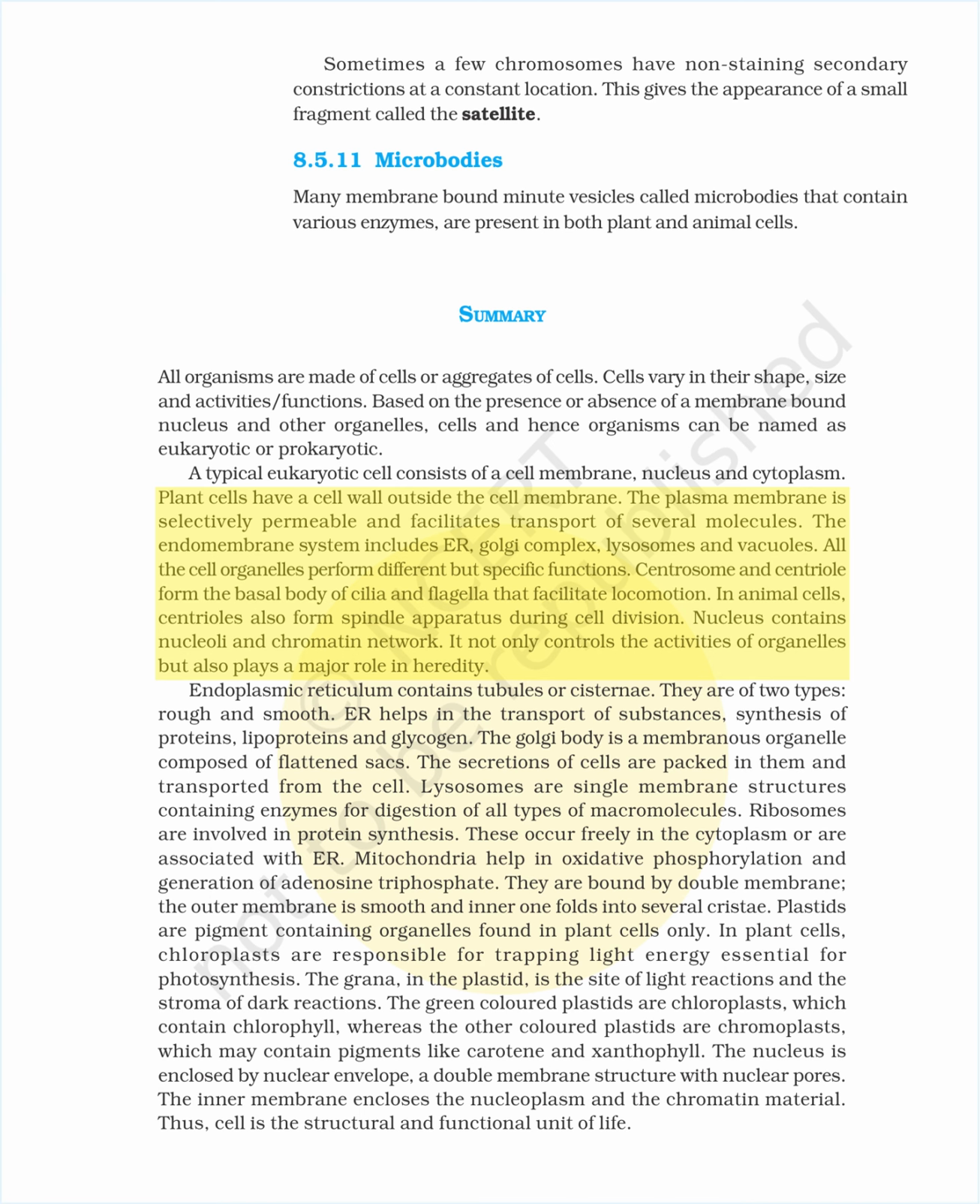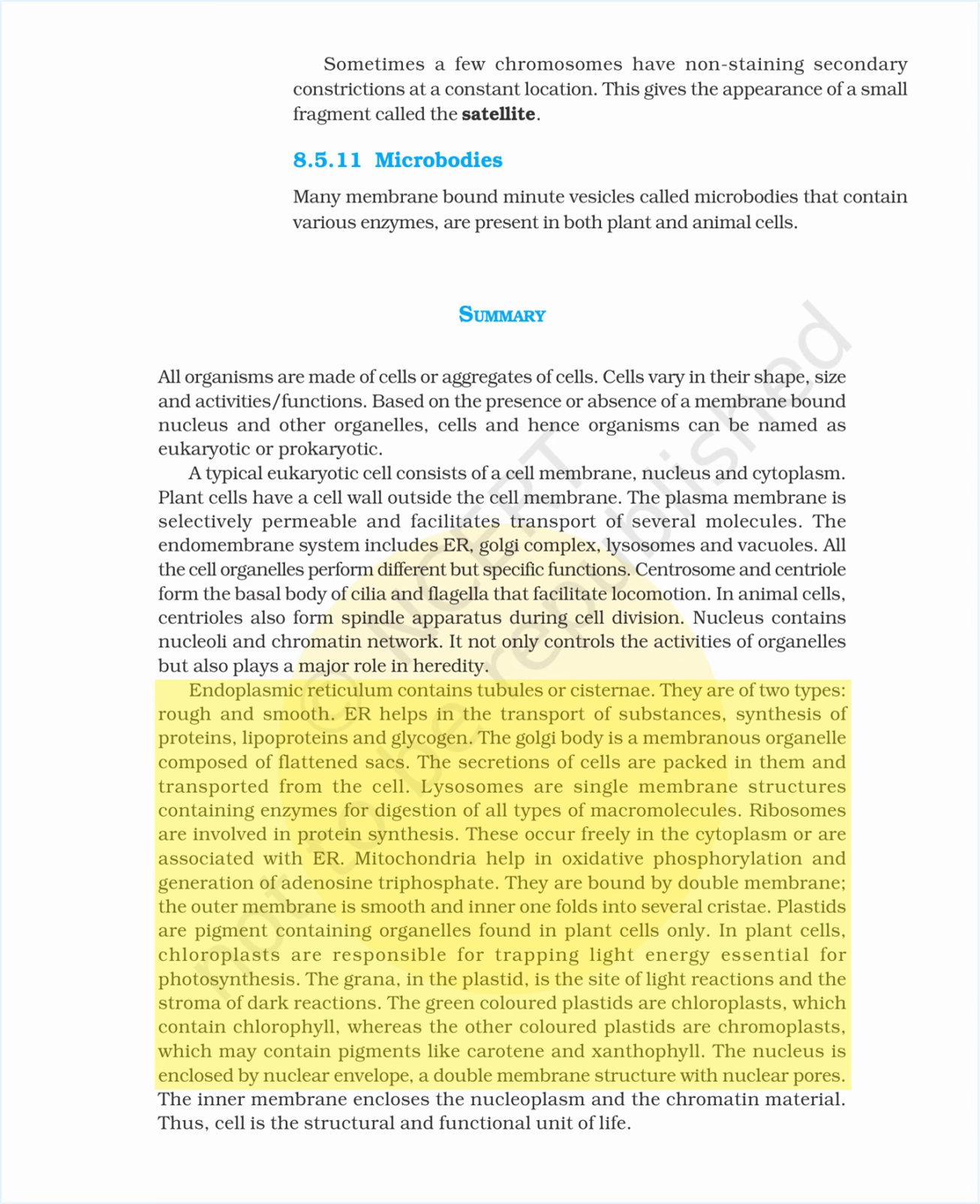The endomembrane system includes the Golgi complex, lysosomes, and vacuoles. All the cell organelles perform different but specific functions. Centrosome and centriole form the basal body of cilia and flagella that facilitate locomotion. In animal cells, centrioles also form the spindle apparatus during cell division. The nucleus contains nucleoli and chromatin network. It not only controls the activities of organelles but also plays a major role in heredity.